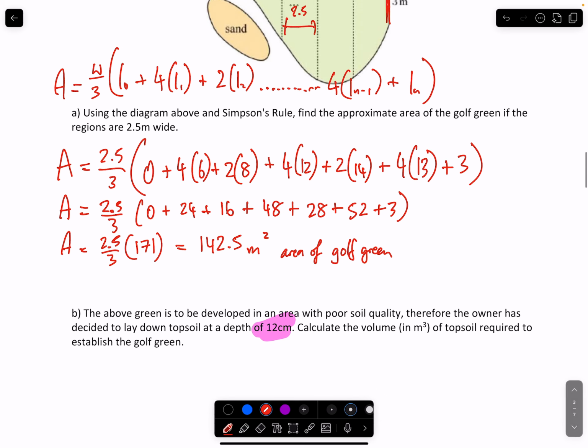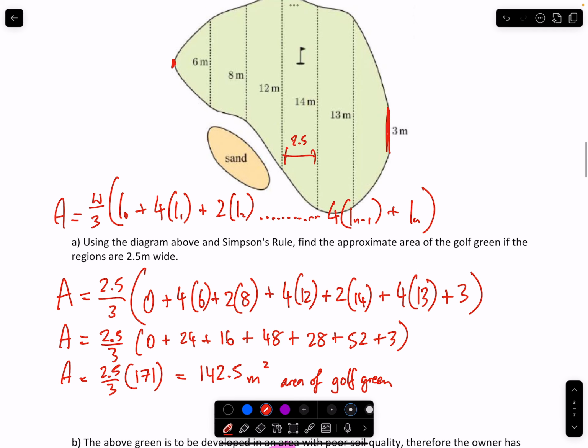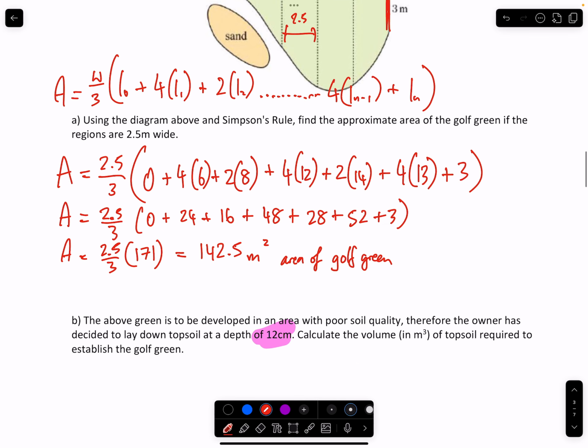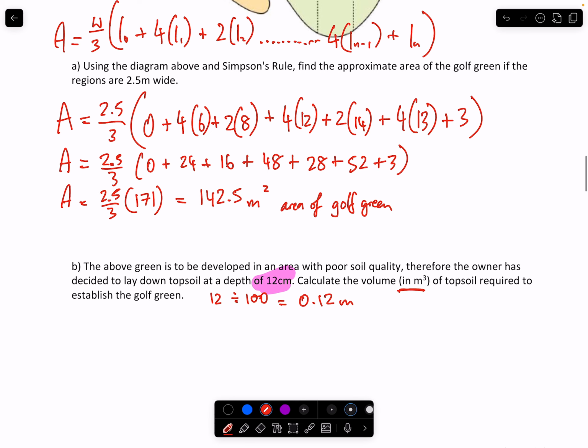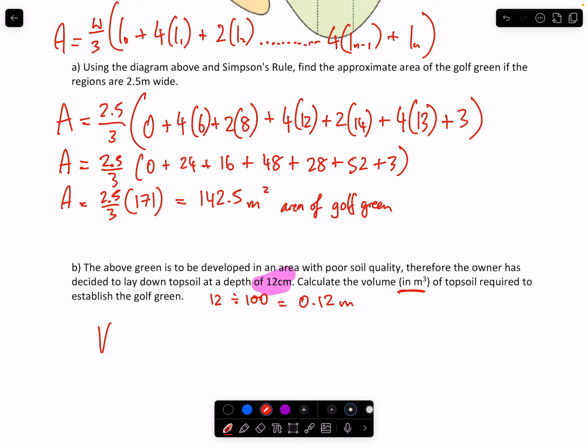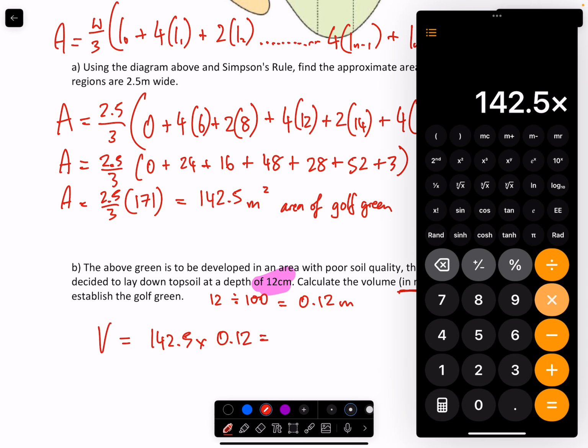Okay, so as long as we know the area of a shape, its volume is just going to be how deep it is. So I already know the area. I'm just going to times it by the depth. The problem is I want it in cubic meters, but my depth is in centimeters. So 12 divided by 100 is equal to 0.12 meters. So now volume is going to be 142.5 times by 0.12, which is 17.1 cubic meters of topsoil.